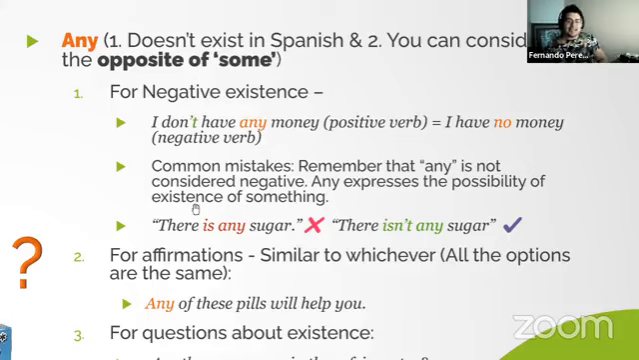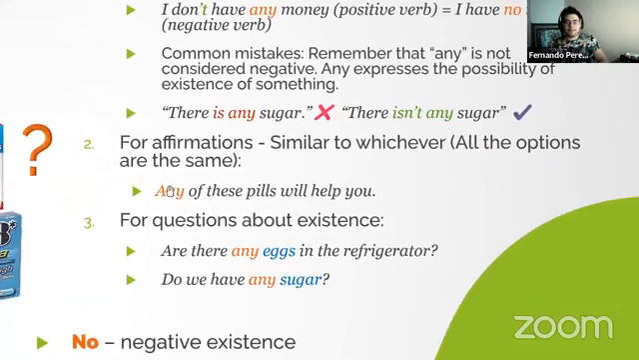If you say there is any sugar, your sentence is not a pleonasm, it is contradictory because is is positive and any is negative. So here we have a problem. Always use the verb in negative when you use negative existence. Now, for affirmations, it's a different story.